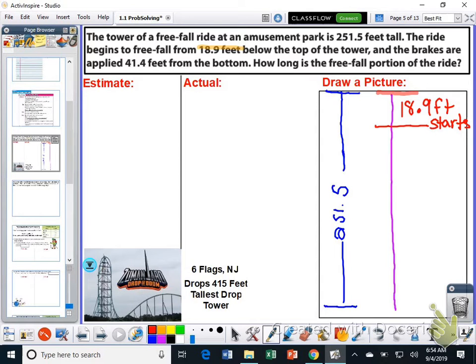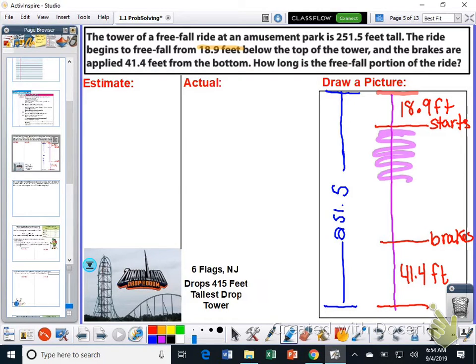So we have that. And then it says the brakes are applied 41.4 feet from the bottom. So now if this is the bottom, we need to come up. So maybe right about here, make it look reasonable. So this distance here is 41.4 feet, because this is where the brakes are applied before it has that chance to fall. So basically then everything in the middle, which is this portion right in here, is your free fall. So this is the free fall. So we need to figure out how much that is.